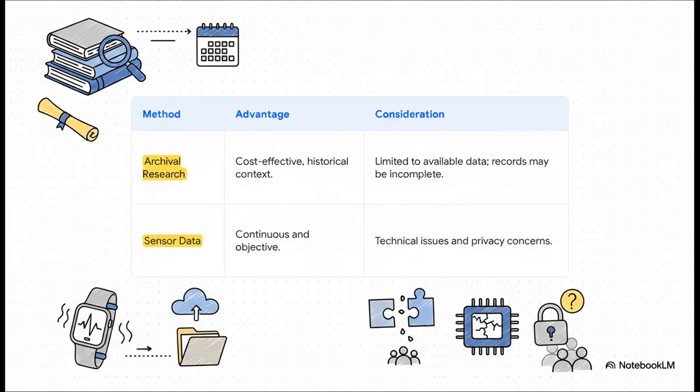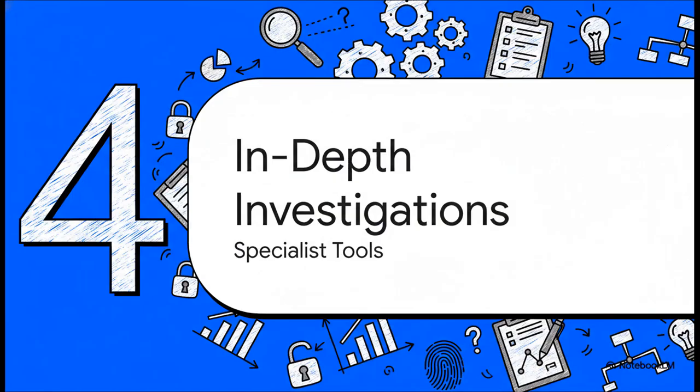Using archives is great, it's cheap, and it can give you incredible historical context. But you are totally limited by whatever someone decided to write down in the first place, and what actually managed to survive over the years. Sensor data, on the other hand, is amazingly objective and detailed, but it definitely opens up a whole can of worms, especially when it comes to technology failing, or even more importantly, privacy. All right, let's keep going.